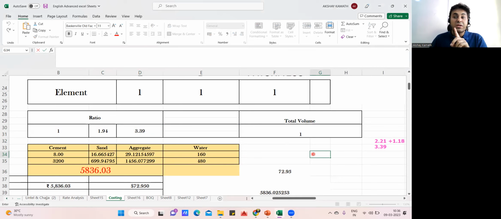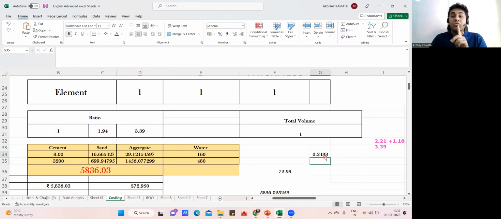Always the conversion factor is 54% increase. That is 1.54. So I'll take 1.54. Okay. So you have to do it manually. 1.54, I'll multiply this by volume. I'll do it for 1 cubic meter. I'll multiply by the cement volume. The cement ratio is 1. And then I'll divide it by the total ratio. The total ratio is 1 plus 1.94 plus 3.39. Close the bracket and hit the enter button.